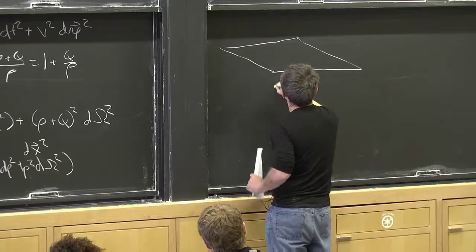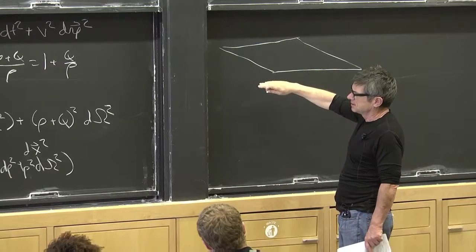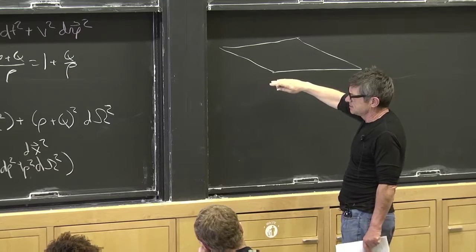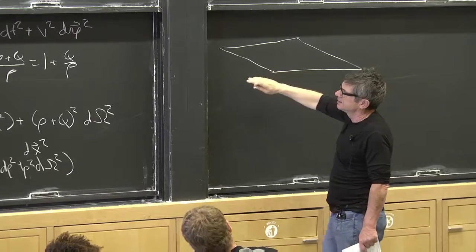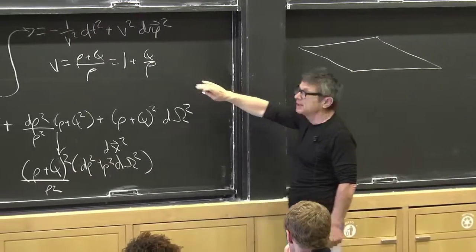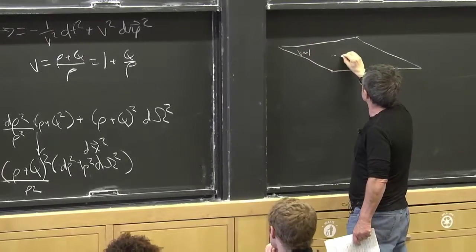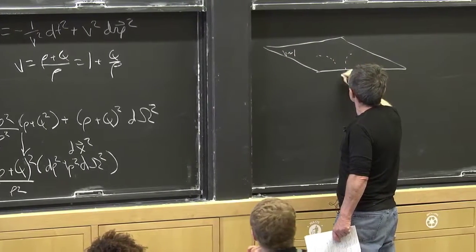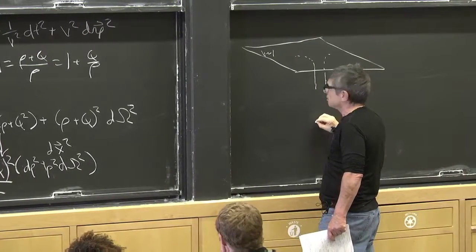So of how the spatial geometry changes. So when rho is large, v is approximately 1. So v is approximately 1 out here at rho equals infinity. And then it starts to get important when you get near rho equals 0.